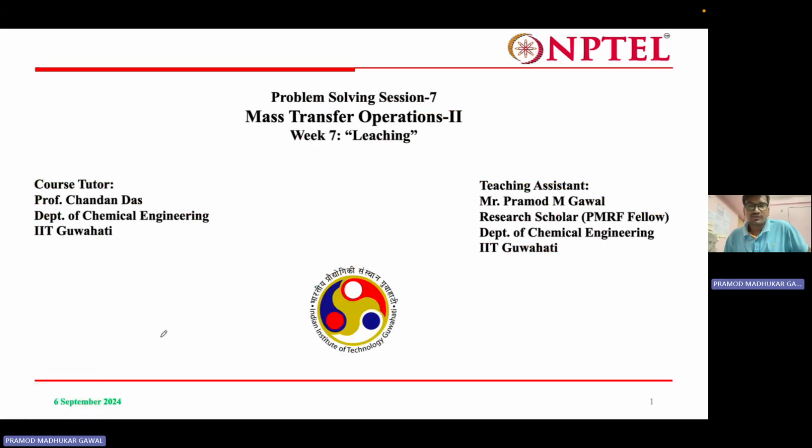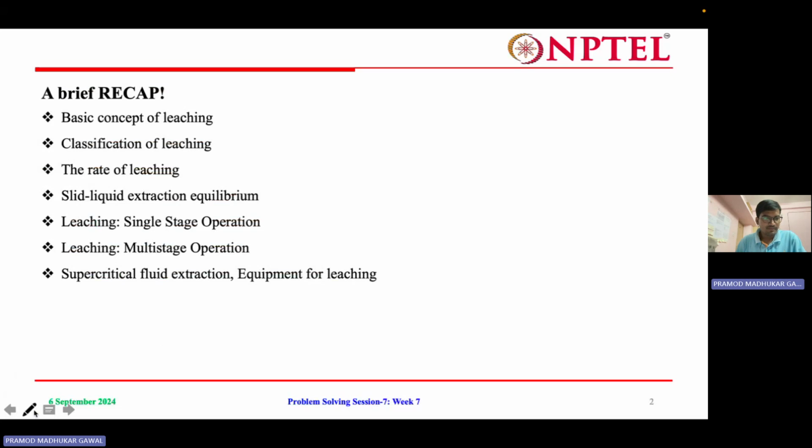So good evening all. Today we will see problem solving session 7 on the topic leaching. Here is a brief recap: basic concept of leaching, classification of leaching, the rate of leaching, solid liquid extraction, leaching single stage operation, leaching multi-stage operation, then supercritical fluid extraction and equipment for the leaching.